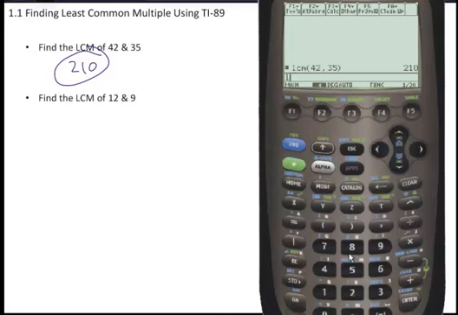So if I remember the code or the keys for it, I can just type in LCM directly, and then I list my two numbers, 12, 9, close it off, and hit enter. And so the least common multiple, the smallest number that's a multiple of both 12 and 9, would be 36.